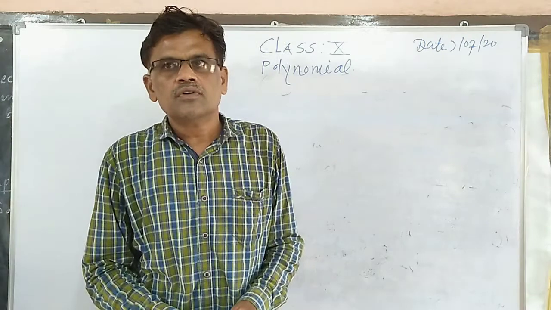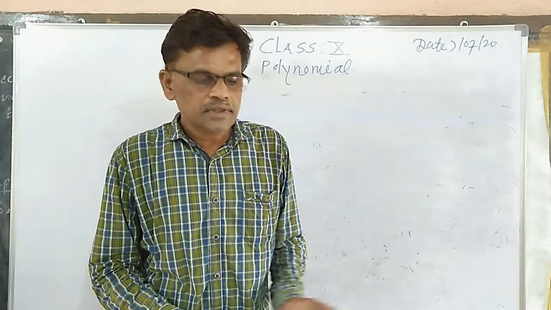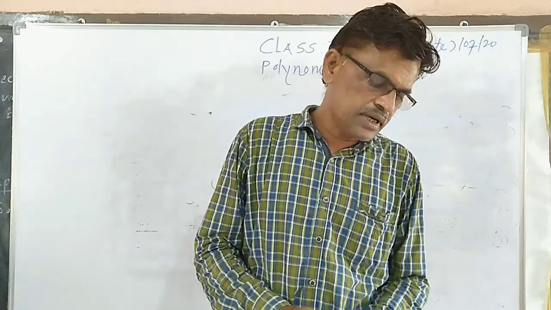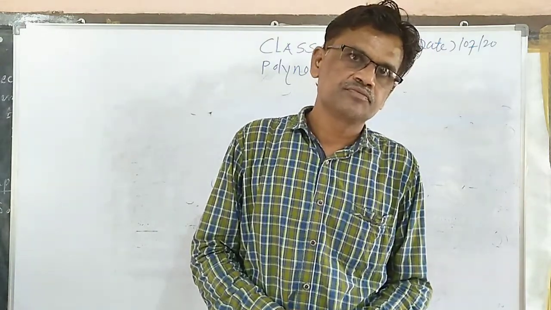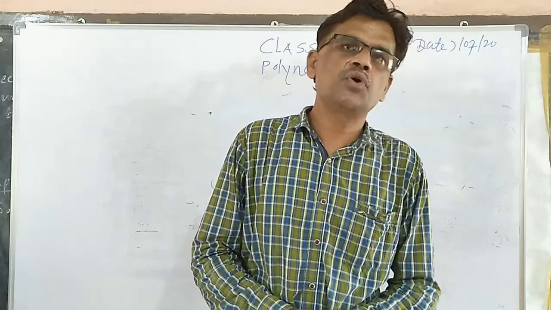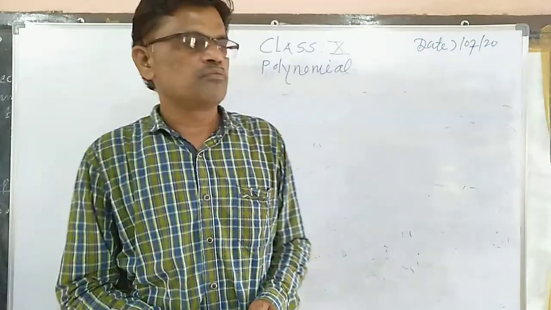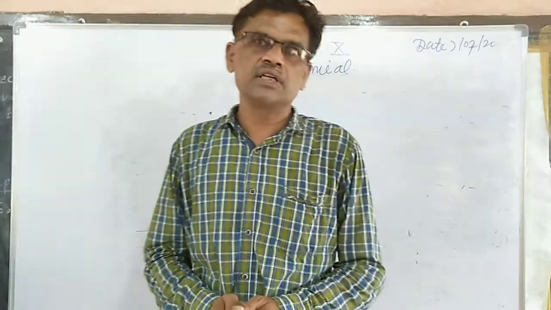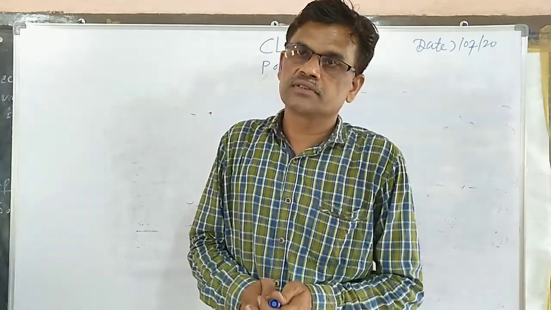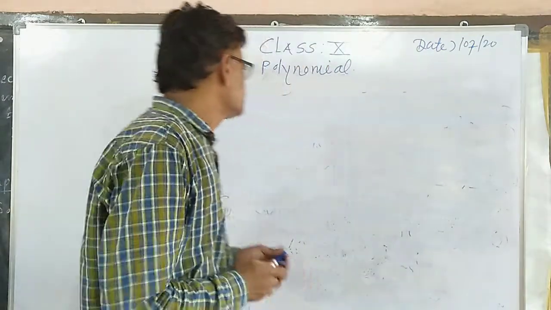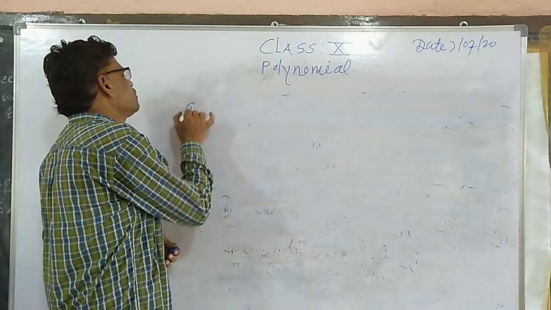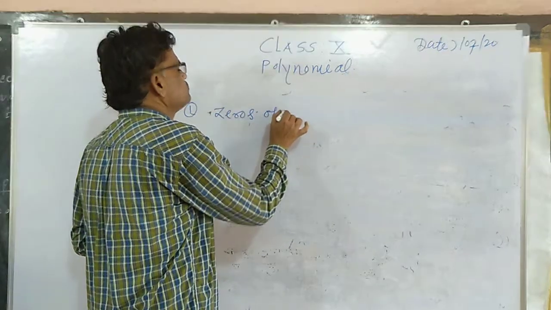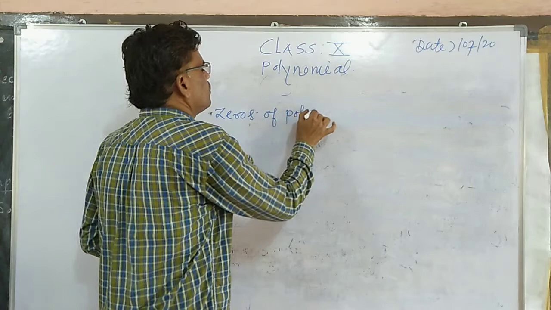So here we will see some examples of polynomials and the zeros of the polynomials. How to find the zeros of polynomials graphically? In this case, you see zeros of a polynomial.